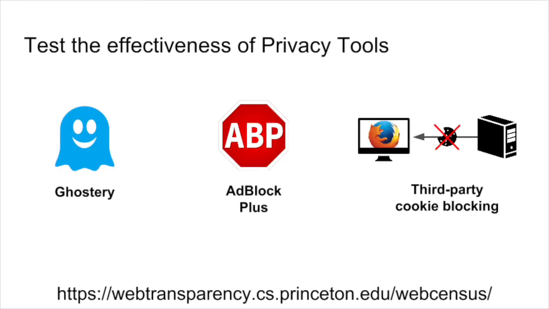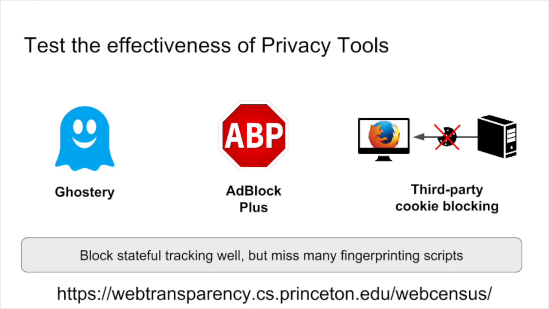And lastly, because we're using a real browser, we're able to test the effectiveness of privacy tools. For example, we can install Ghostery, we can install AdBlock Plus, or we can set the browser to block third-party cookies, and then run a crawl with that. To discuss the broad results, in our most recent paper we found that these tools are pretty effective at blocking stateful tracking, but do miss many fingerprinting scripts, showing that there is a need for measurement-based fingerprint detection, like the kind we do with OpenWPM.